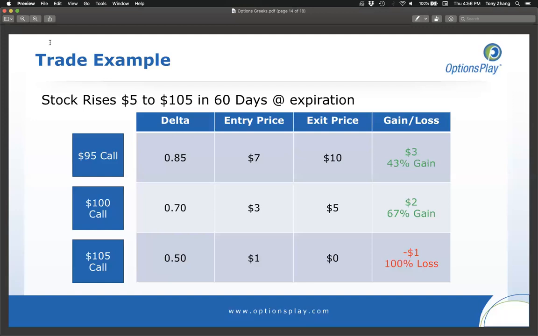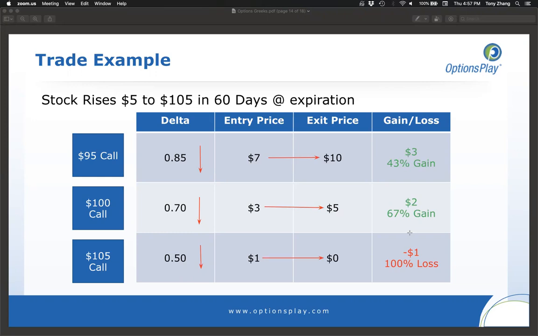Now let's take a look at what happens. So here, as you can see, now the delta from before will actually decrease a little from when it was at 105 30 days away. So now the value of my option went from $7 to $10, $3 to $5, or $1 to $0. So this is really where you can get a sense for how time affects the value of your option.